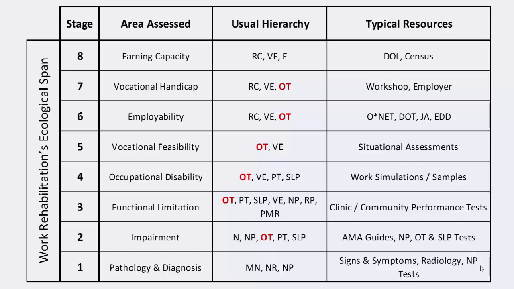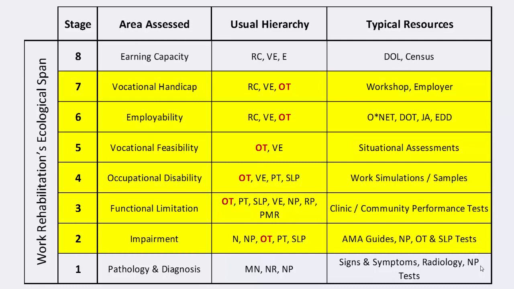Now, one way to look at this is that this is work rehabilitation's ecological span, the environment within which we work professionally to address the range of issues presented here. I'd like to point out that the occupational therapist, as indicated by OT, beginning at stage 2 and working up through stage 7, is a predominant professional in this model. The focus of occupational therapy services begins working on a team with the neurologist and neuropsychologist and physical therapist and speech and language pathologist at level 2, looking at impairment.